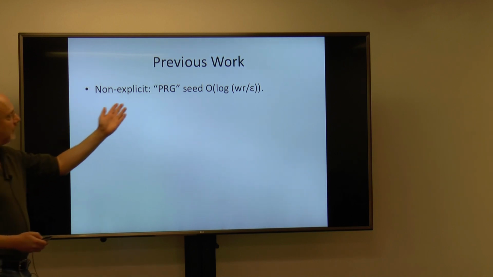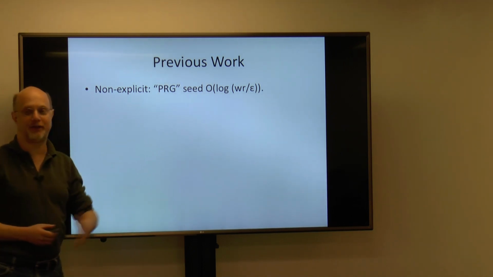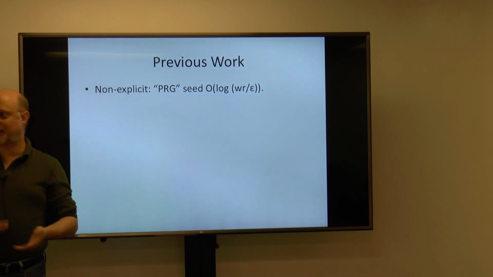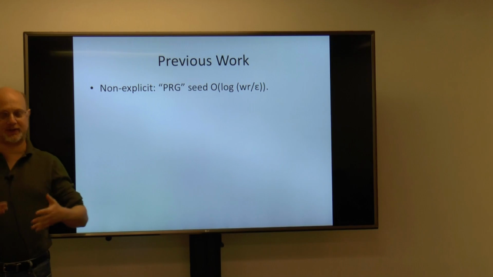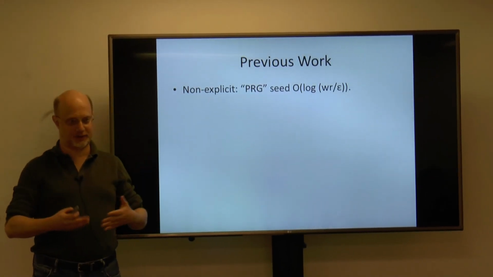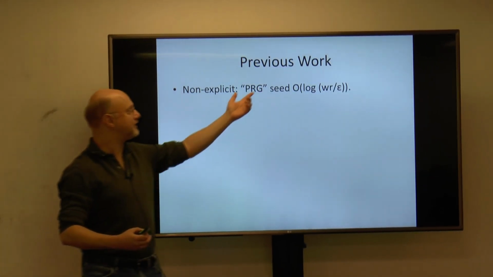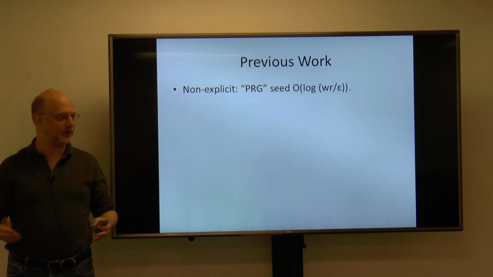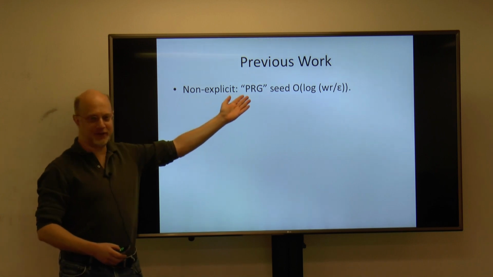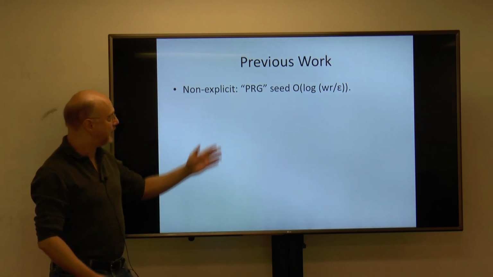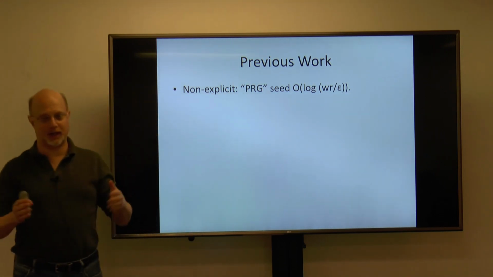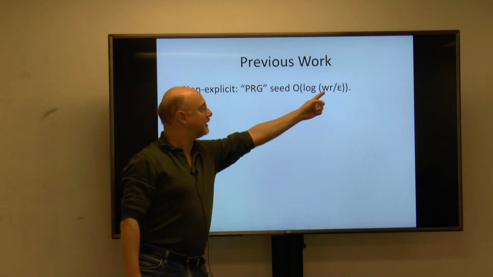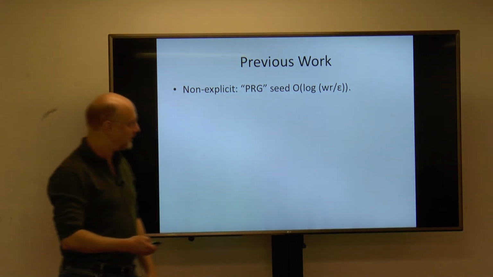Okay, so previous work. So first of all, again, our dream is a pseudorandom generator that matches the non-explicit bounds. So it's not hard to use the probabilistic method to show that there exist good pseudorandom generators. Well, I put pseudorandom generator in quotes because a pseudorandom generator is efficiently computable. So these are not efficiently computable. It's non-explicit, but it fools all read-once branching programs. And the seed length is log of WR over epsilon.